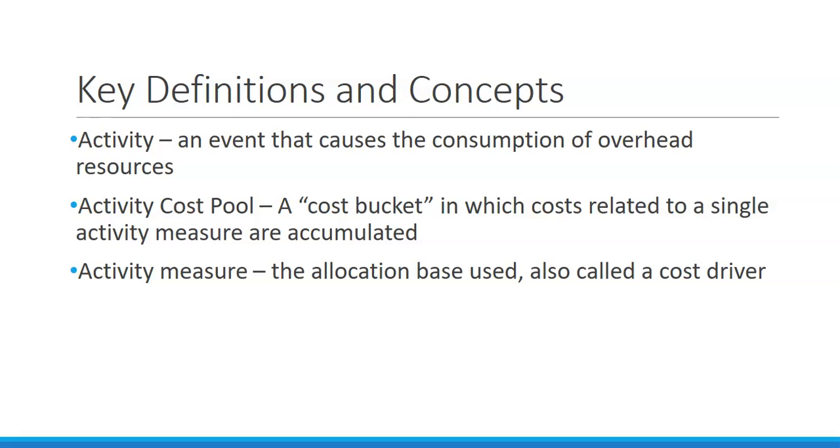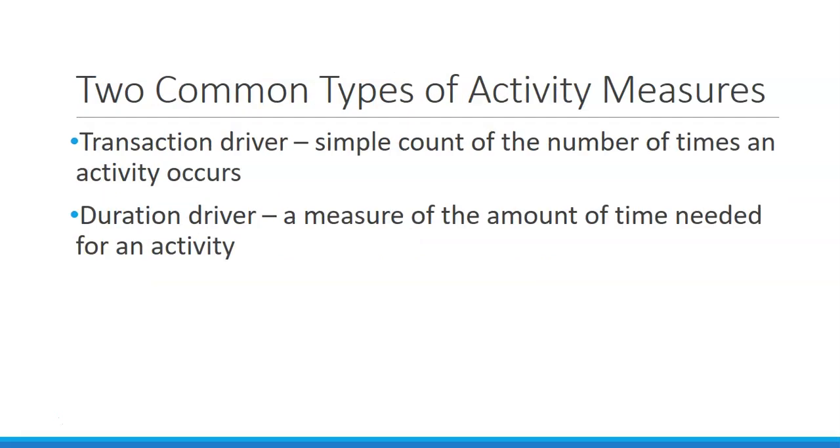If you remember from chapters 1, 2, 3, and 5, the cost driver is what drives the cost. A transaction driver is a count of the number of times an activity occurs. And then we can also use duration, which is a measure of the amount of time needed for an activity. And when we start looking at an example on later slides, these terms will start to make more sense.